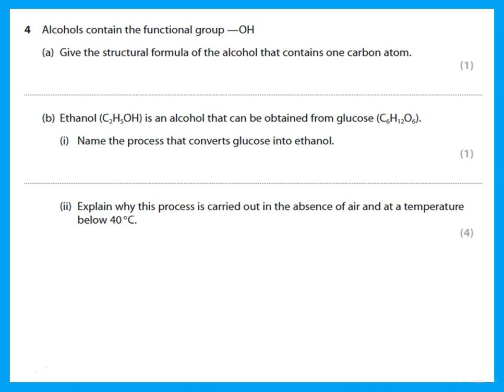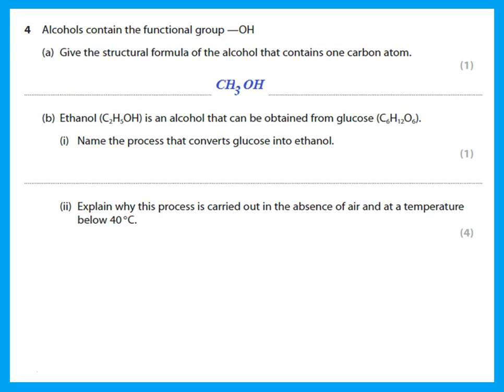Question 4 is talking about alcohols, and he says, give the structural formula of the alcohol that contains one carbon. Remember that an alcohol has OH. One carbon must have a total of 4 bonds, so it has 3 hydrogens and 1 OH. Ethanol is an alcohol that can be obtained from glucose. Name the process that converts glucose to ethanol.